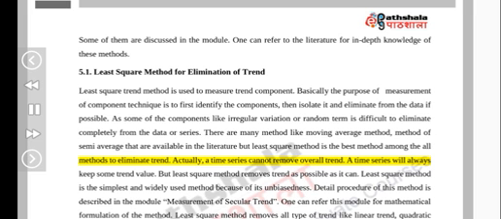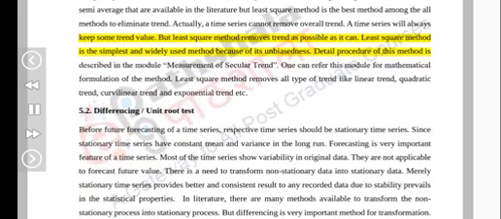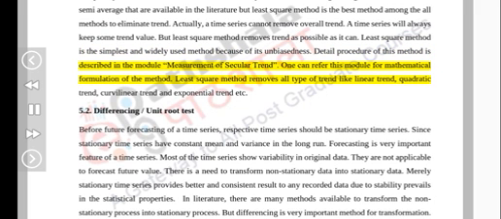Actually, a time series cannot remove overall trend. A time series will always keep some trend value. But least square method removes trend as much as it can. Least square method is the simplest and widely used method because of its unbiasedness. Detailed procedure of this method is described in the module, Measurement of Secular Trend. One can refer to this module for mathematical formulation of the method. Least square method removes all types of trend like linear trend, quadratic trend, curvilinear trend and exponential trend, etc.